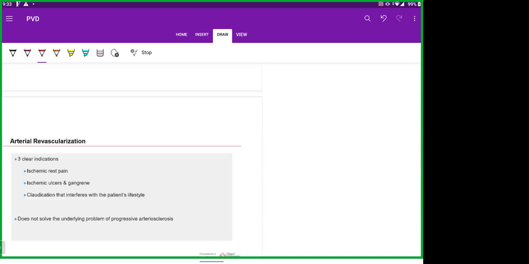You may ask me why, for a gangrene, are we doing a revascularization procedure? Because whatever part is gone, is gone, but we need to prevent the gangrene from further expanding proximally. So that's why we need to do a revascularization. And also claudication that interferes with the patient's lifestyle, severe claudication where he's not able to carry out any of his daily activities.